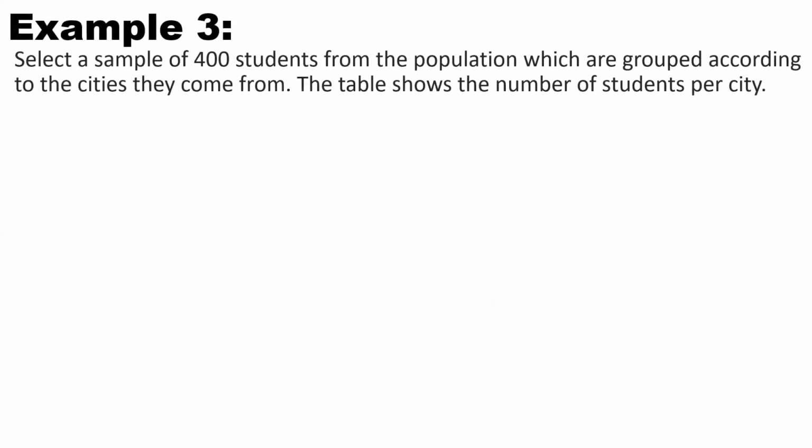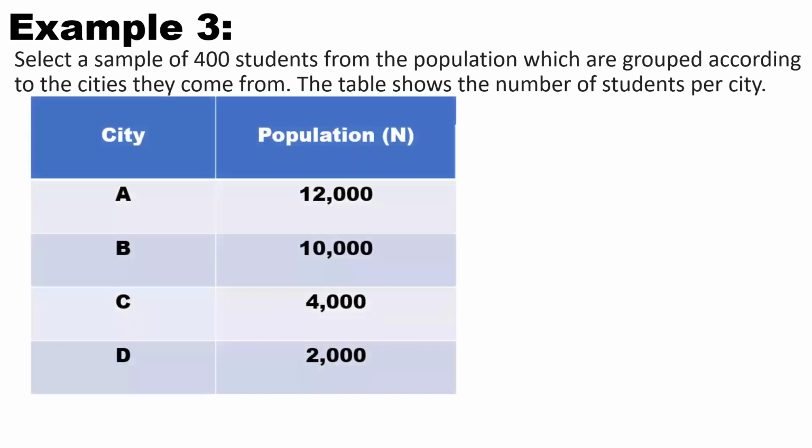And for the last example, select a sample of 400 students from the population which are grouped according to the cities they come from. The table shows the number of students per city. Okay. So as you can see, it is a stratified random sampling because we have 4 groups.